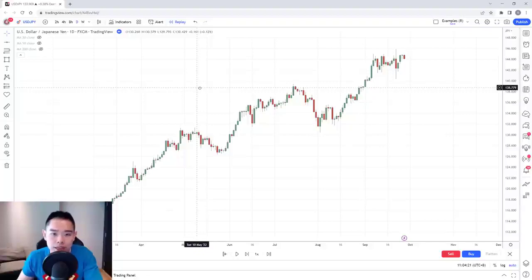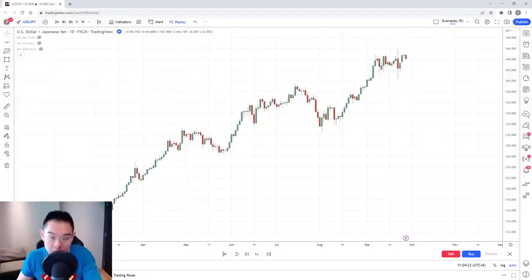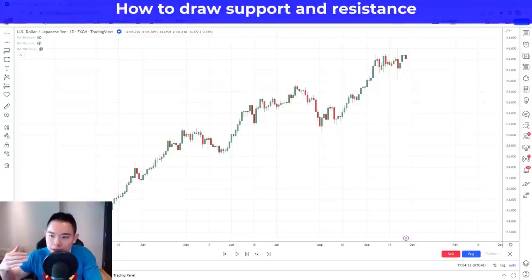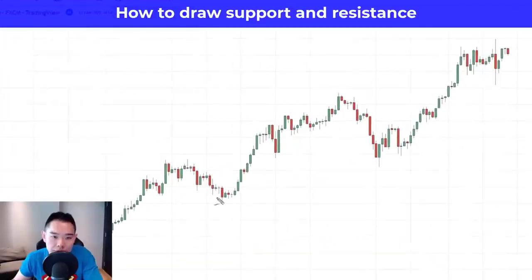So first and foremost, this is an example of a market which is in an uptrend. If you know a market is in an uptrend, then you only want to identify areas of support on the chart. The way I do it is to identify levels on the chart where the market bounced off higher. You can see over here, this is one example: the market made a pullback over here and bounced off higher. Made a pullback over here, bounced off higher.